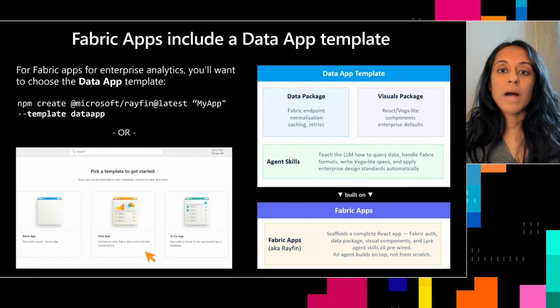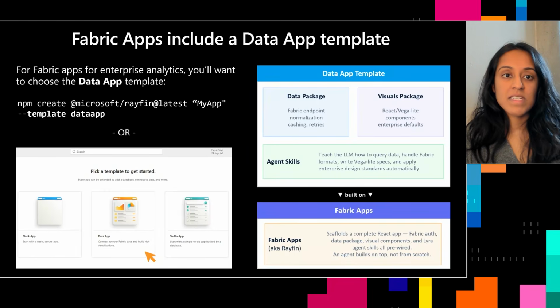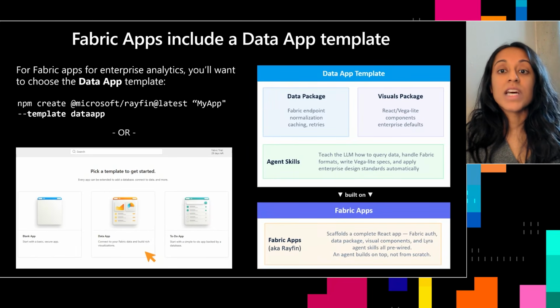So let's talk a bit about how to get started with this. Fabric apps includes a data app template. To start with, you can either choose the template within the CLI experience. So when you do your npm create command, you'll need to add a statement that says template data app. Or if you're in Fabric, you can also initiate the creation of it through Fabric as well. So you can pick the template called data app. And let's talk a little bit about what's happening behind the scenes.